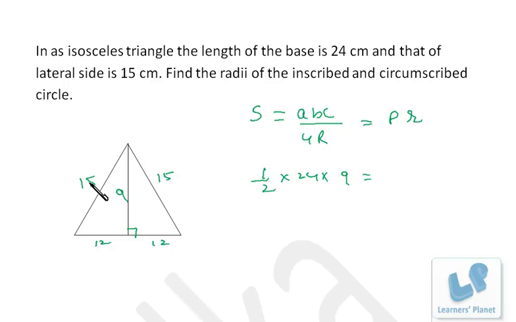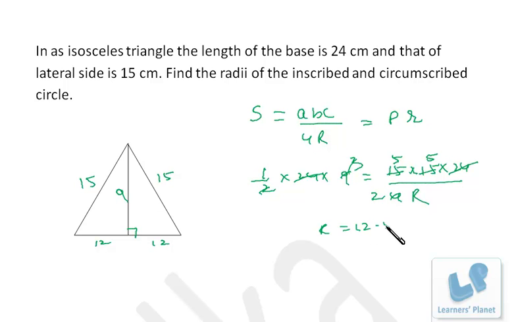Product of the sides is what? 15 into 15 into 24, right? By 4R, right? So if we solve this, we'll be getting the value of R, that is radius of circle circumscribed. So R is 12.5.